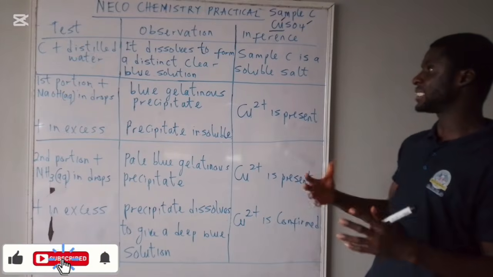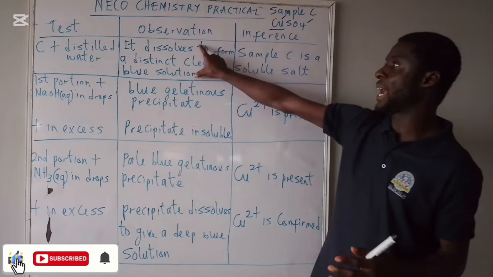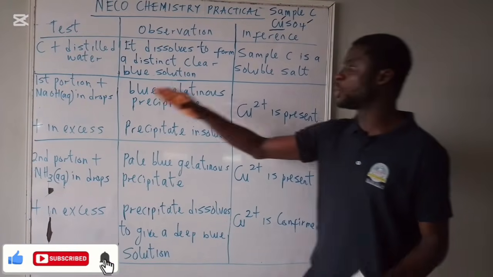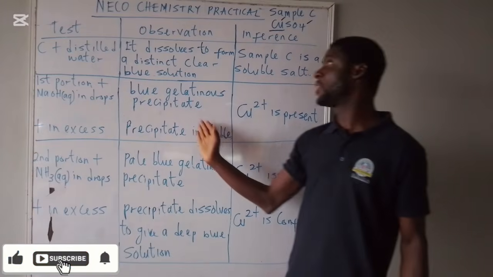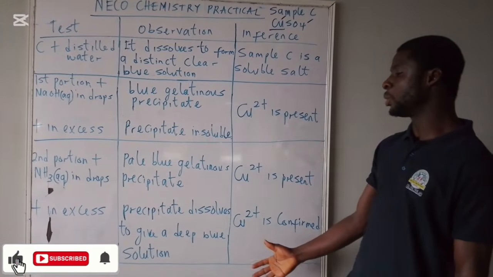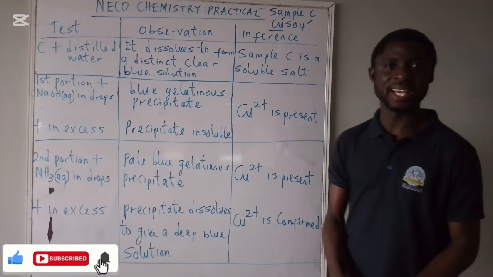And don't forget that in the examination, they will give you the inference and ask you to supply the observation, or they give you the observation and the inference and ask you to supply the test. So you have to just go through this table, and whatever they ask you to supply, you give to them in the examination hall.